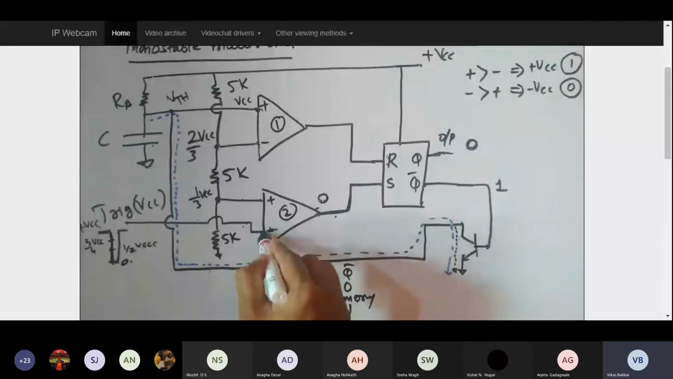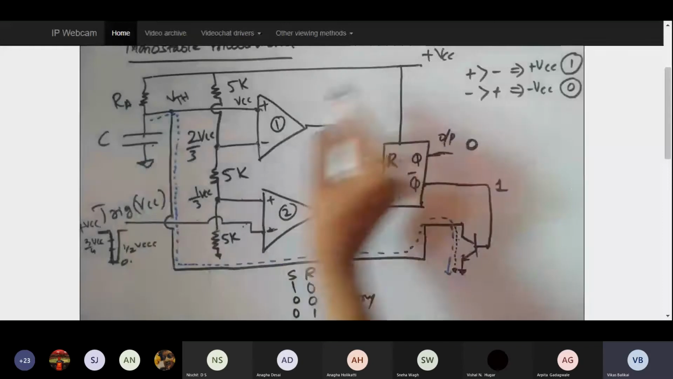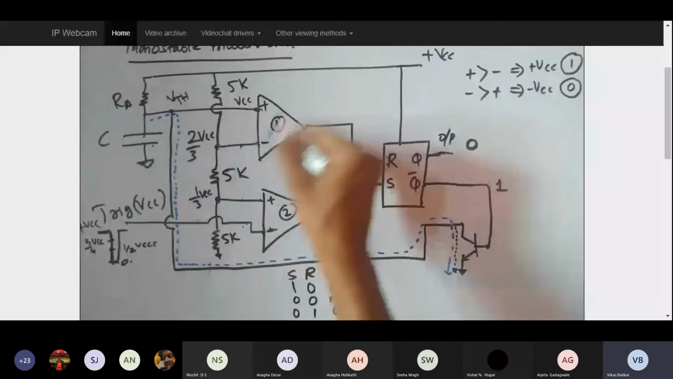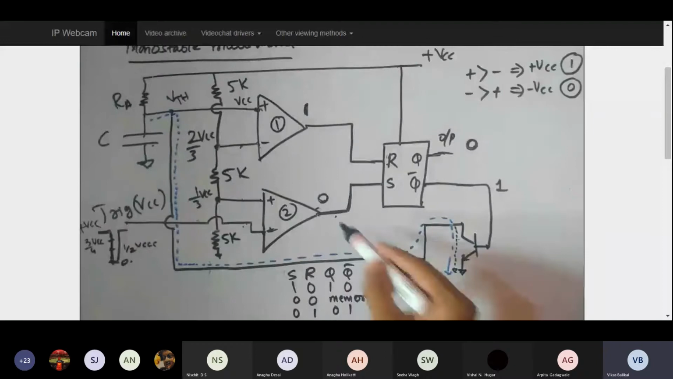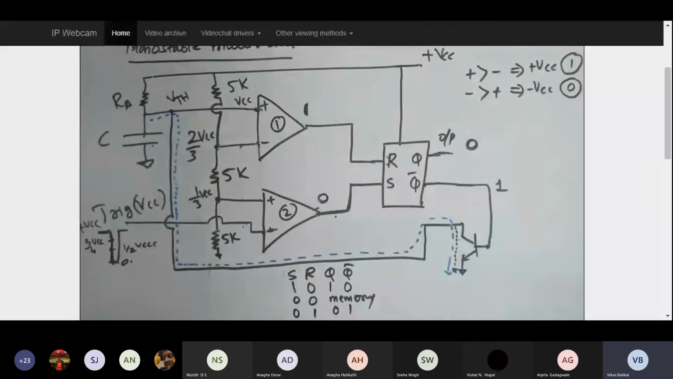In the meantime, what is happening over here? As you can see, this is at the highest potential and this is at the lowest potential. So what will be the outcome? My outcome will be 1, right? So this is what is going to happen. Now under this scenario, S equal to 0, R equal to 1 enters the flip flop. So for that condition, what is the result? S equal to 0, R equal to 1. The output will be Q is 0, Q bar is 1.